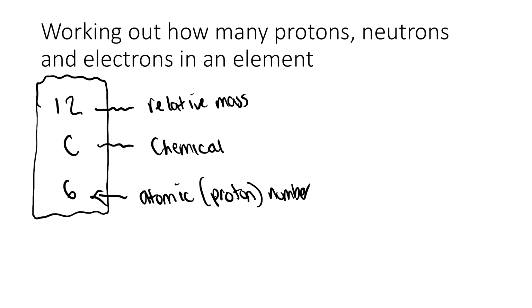Now we can use all of these numbers to work out how many protons, neutrons and electrons there are in an element. We'll start with protons because that's very easy. All we do for protons is look at the proton number or the atomic number.